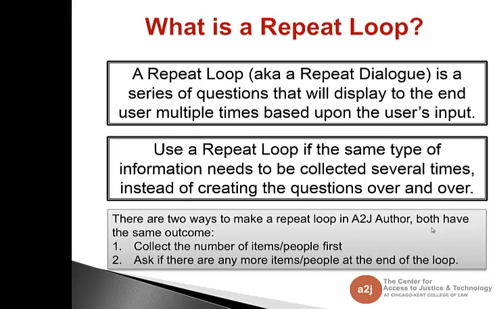So what are repeat loops? A repeat loop, or a repeat dialogue as it's sometimes referred to, is a series of questions that will display to the end user multiple times based upon the user's input. You use a repeat loop if you have the same type of information that needs to be collected several times instead of creating questions over and over again. There are two ways to make a repeat loop in A2J Author, and both have the same outcome. You can either collect the number of items or people first, or you can ask if there are any more items or people at the end of the loop.